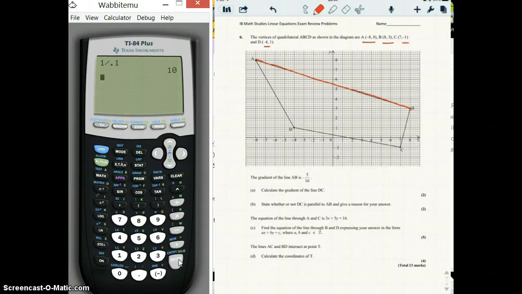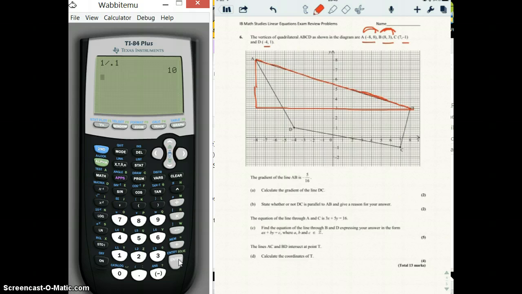And remember, the way they would do that is they would take this coordinate and this coordinate, and just do rise over run for those two coordinates. Or they would just look on the graph and count these units on the rise over run. They could do it that way too. You can see it's sloping down, so that would be a negative gradient, so we shouldn't be surprised that it's negative. Now let's calculate the gradient of line DC.